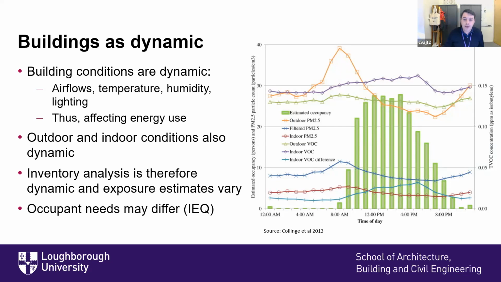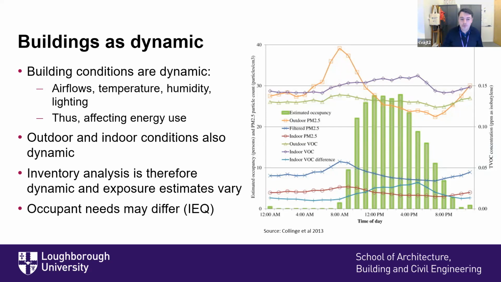So this is just an example of trying to capture some of this dynamism from Colling et al. 2013. So if, for example, oops, lights go out. If we just start with the bars, looking at estimated occupancy, the occupancy of that building changes over the course of the day. And therefore, if we're thinking about the characterization of any particular pollutant, the intake factor is going to change throughout the day because we've got more people exposed to it.